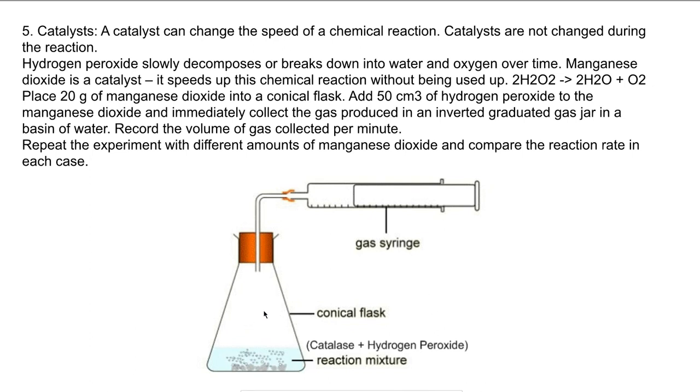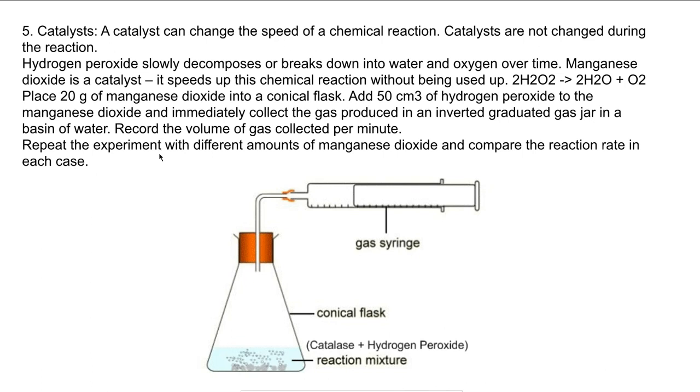So the reaction is happening here. We're collecting the gas here, and we collect the gas every minute. We measure the amount of gas every minute, and we can record it in a table and plot a graph. The experiment can be repeated with different amounts of manganese dioxide and compare the reaction rate in each case.